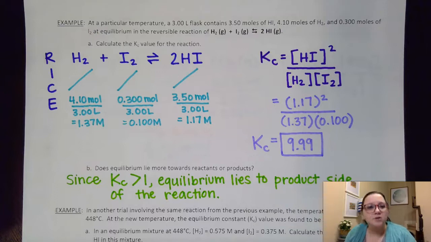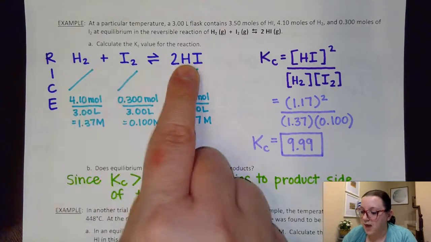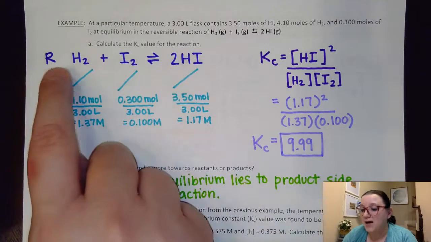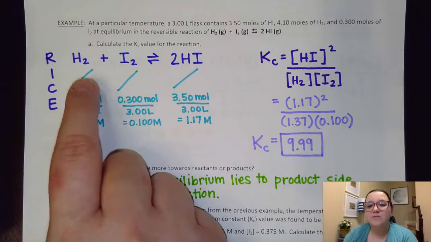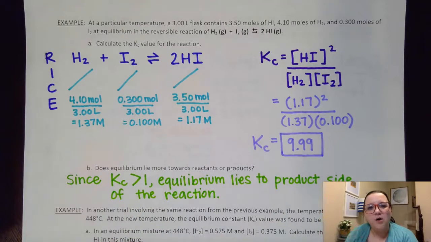So with that said, I'm going to start organizing my information in a rice table. So I started off with my R here and writing my balanced reaction. Now my I and my C, I'm going to leave those blank here because, again, they are already telling me my values at equilibrium. So I don't have to worry about figuring out how things are going to shift around. These are the values that I would use at the end.